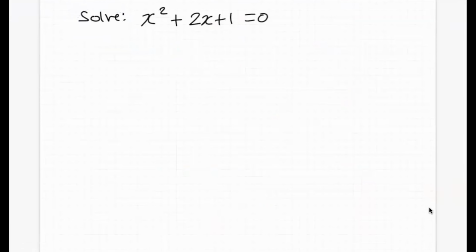So again, we're going to find two things that multiply to give 1. So in this case, 1 times 1, or minus 1 times minus 1. And when these two things add together, they have to give the number in front of the x term here. So minus 1 plus minus 1 is going to be minus 2, and 1 plus 1 is obviously going to be 2. So that's our correct answer.